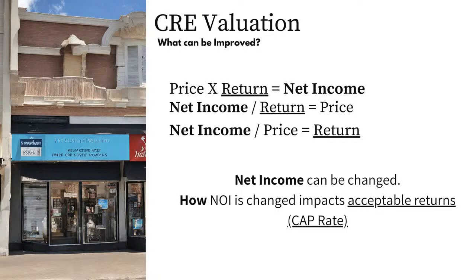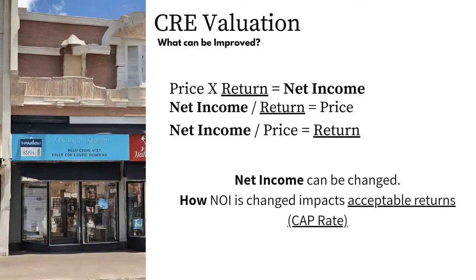Now we can move back and forth these things, right? So the cap rate calculation, if we know any two of these things, we can find the third. So price times return is the net income. Net income divided by return equals price. Now here's the thing. I always tend to think of the net income. Can I get that number up? Because that's going to affect the price, right?